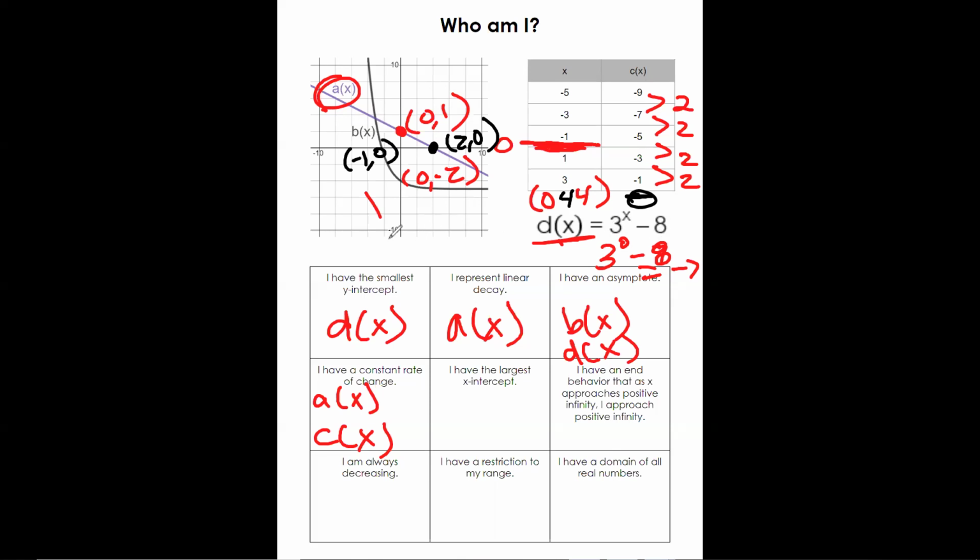And then the last one, you could set this guy equal to 0 and then solve. So we would add 8 to the other side. And you would ask yourself, 3 to what power would give you 8? Well, 3 to the first gives us 3. 3 to the second gives us 9. So that means that it's somewhere in between 1 and 2, right? So which one has the largest x-intercept? C of x.